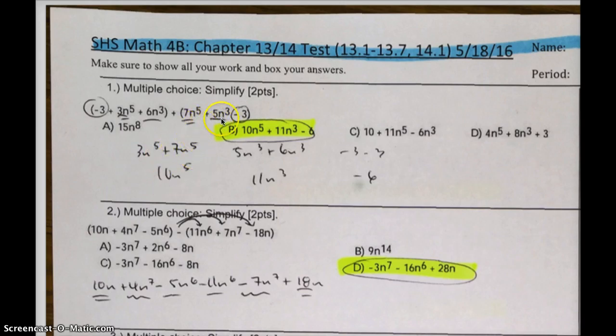The next like terms are n to the 3rd powers. I put them together there, 6 and 5. Notice that the exponent does not change because you're only doing addition. And the constants, -3 and a -3 gives you -6. That would be choice B.